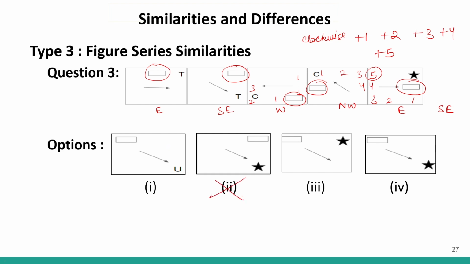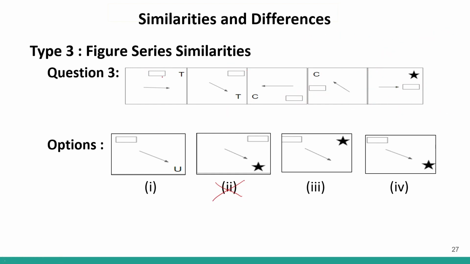So option 2 is eliminated. Now, we checked for rectangle and we checked for arrow also. Here I can see that T is at this position, then it moves forward 2 positions and disappears. Then we get C, which also moves forward 2 positions and disappears. Then we get star. So star should also move 2 positions forward.